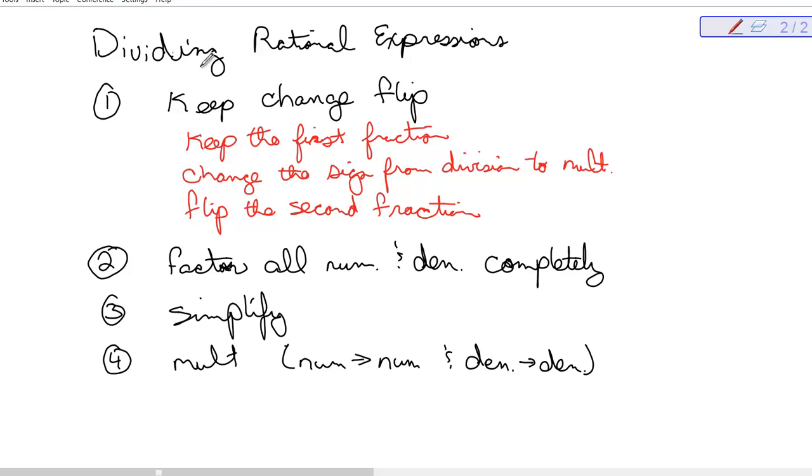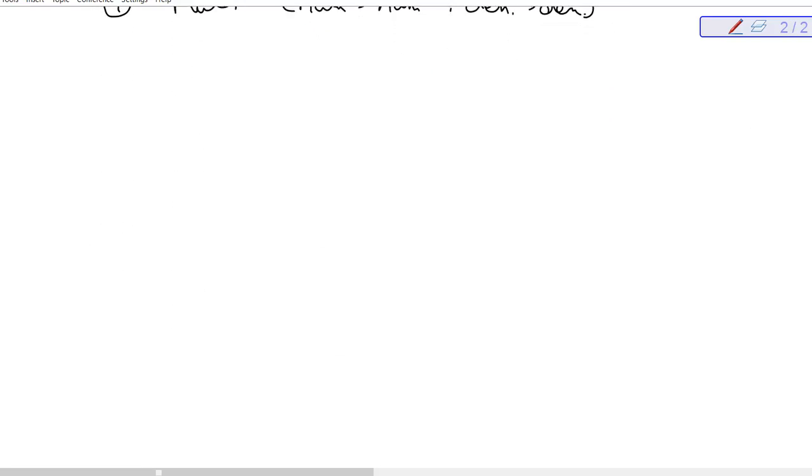So the biggest change here is this first step: keep, change, flip. What we're doing is changing the division into multiplication. Really, when we're talking about fractions, there is no such thing as division. We change it into a multiplication problem. So let's look at what we're talking about.